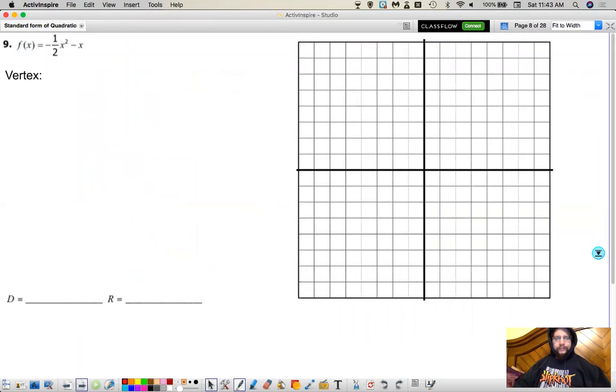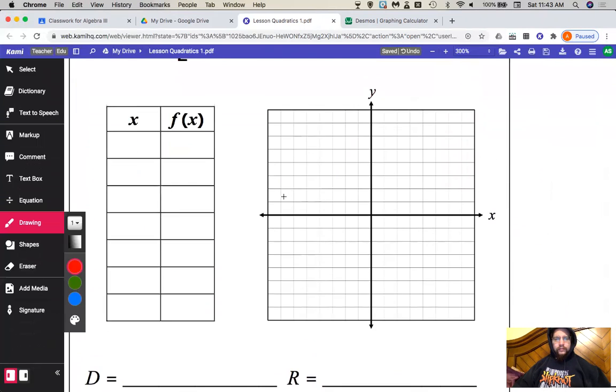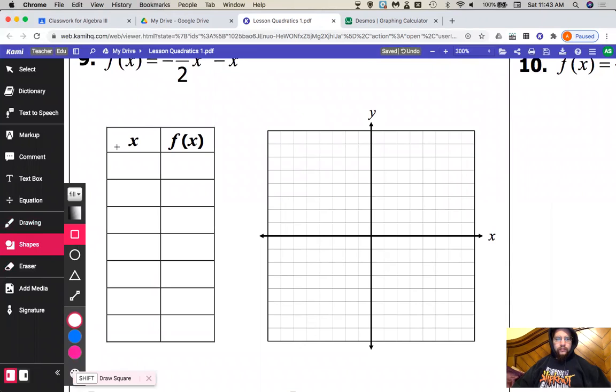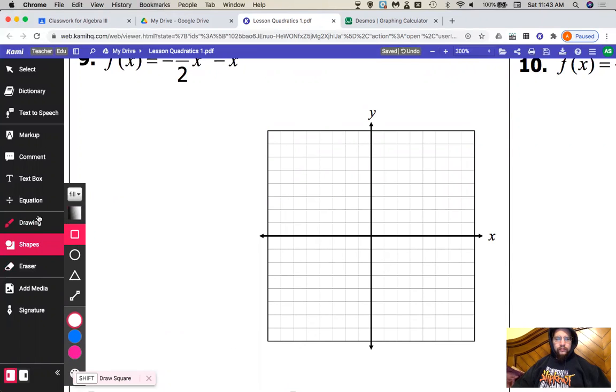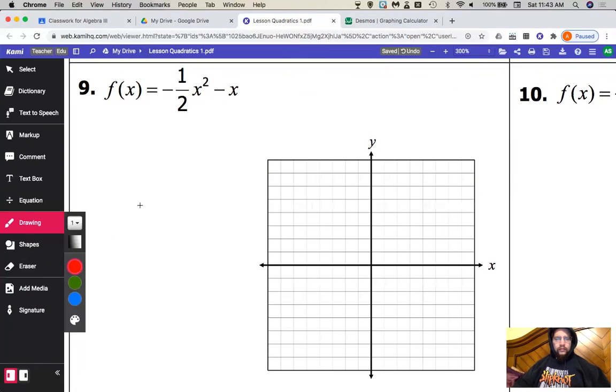Let's look at number 9. Okay. The formula for vertex: negative b, b is -1 in this case, over 2 times a, is -1/2. Oh no, it's a fraction. Who cares? Type in the calculator if you need to. That's basically 3 negatives, so that makes a -1. Type in the calculator if you don't believe it.